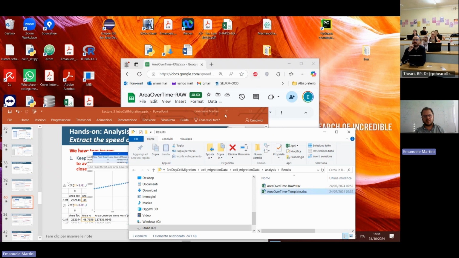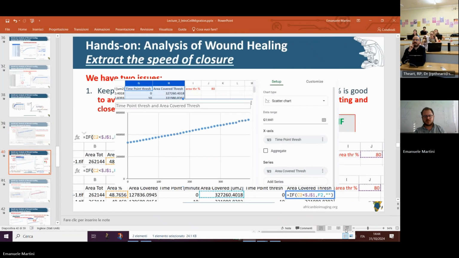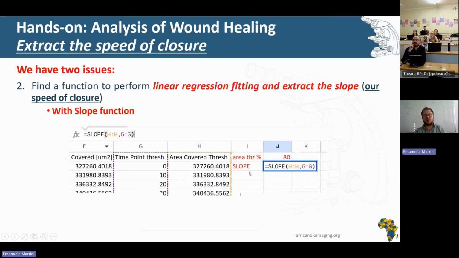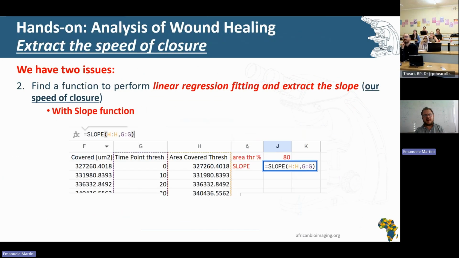Okay, so the formula, I put it again for the last time, here: slope. And then it will show you the same value you have obtained in this place. Okay, and then it's over. We finished.